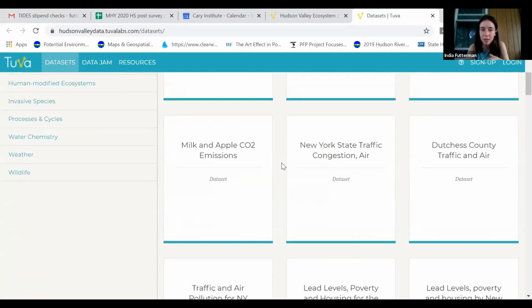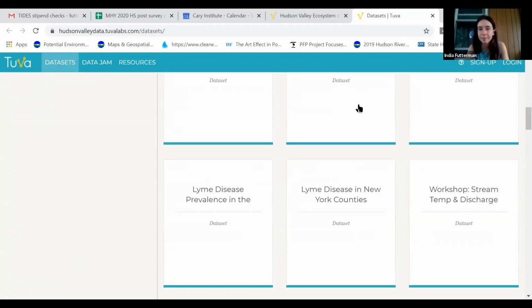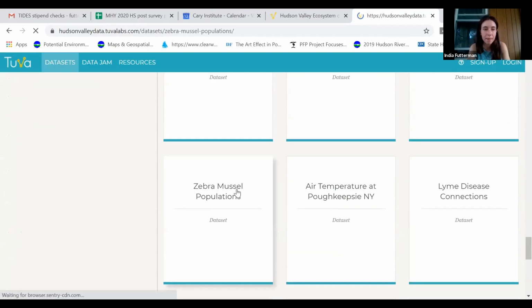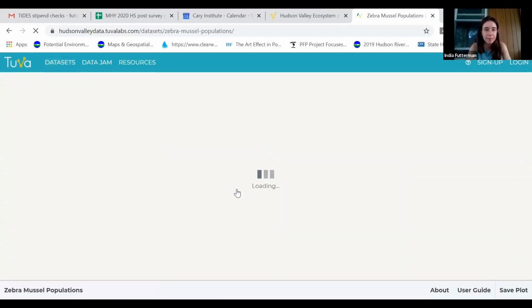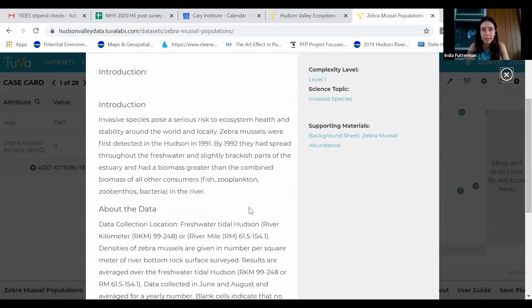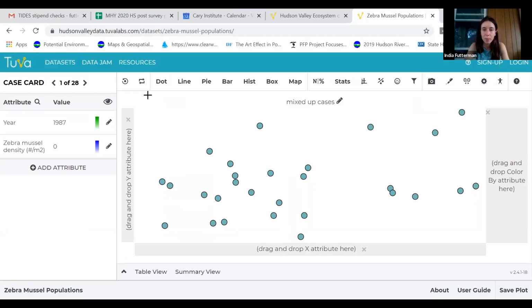And what you can do with Tuba, let me find our zebra mussel data set, I think is all the way at the bottom. Yep. What you can do with Tuba is you're presented with background information as soon as you click on a data set. And then we've got all these points scattered about. These are all of our data, but there are no variables on either axis yet.